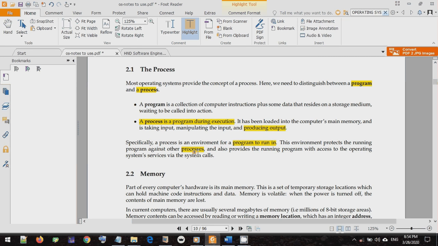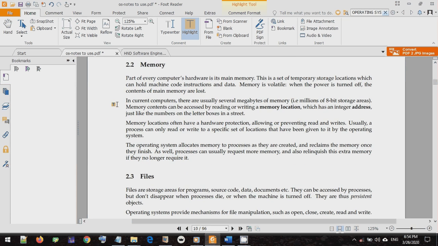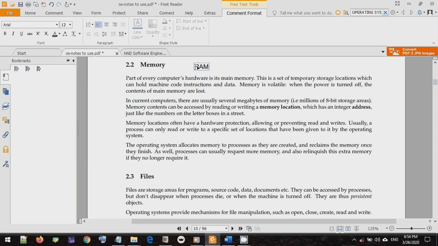To be more specific, we could say that a process is an environment for the program to run in, right? The process is an environment for the program to run in. This environment protects that program against other processes and also provides the running program with access to system resources. These system resources are accessed through system calls to the operating system.